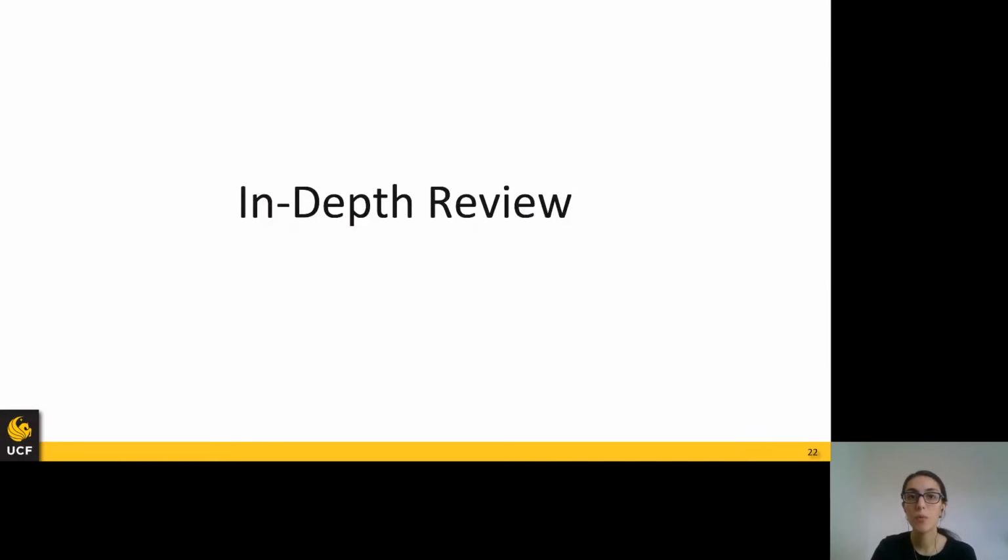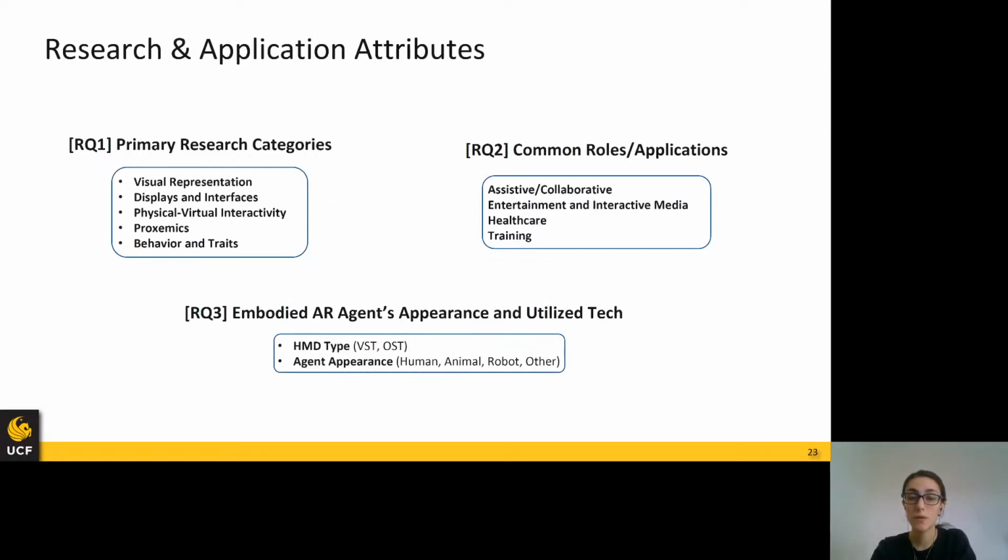For the in-depth review part, we wanted to come up with attributes to help us characterize the papers' contributions that would correspond to our research questions. So these attributes are fairly straightforward for instance, research question number 3. So we just tagged for HMD type and agent appearances. But for research question number 1 and 2, we started with an initial list of attributes based on previous literature on augmented reality, intelligent virtual agents, and also social presence. And then we refined this list after we reviewed the 50 papers in detail, and we're left with 5 items for research categories and 4 for application areas.